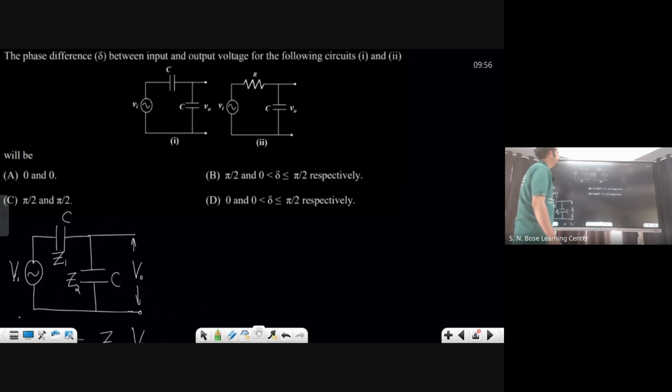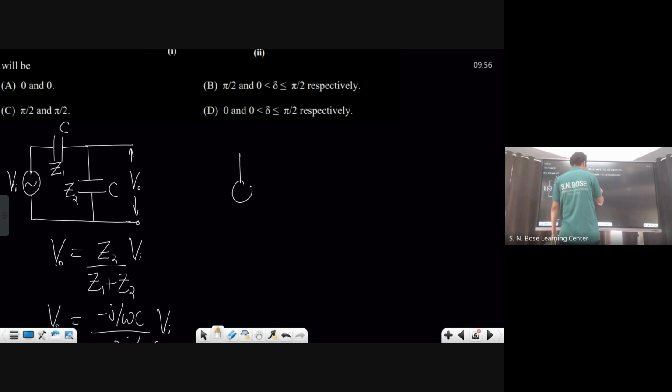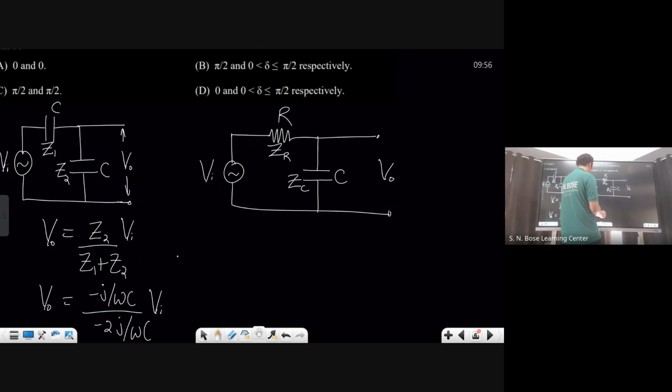So then next one, resistance and capacitance. I think that's one of the filter circuits. Resistor here, capacitor here. What kind of filter is it? Low pass or high pass? Low pass. V naught, R C here. I'll call them Z1 or ZR, ZC. Again, I'll apply the potential divider formula. Output voltage is nothing but the voltage across this capacitor.